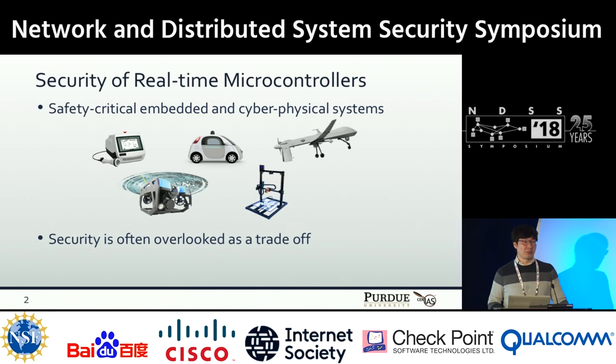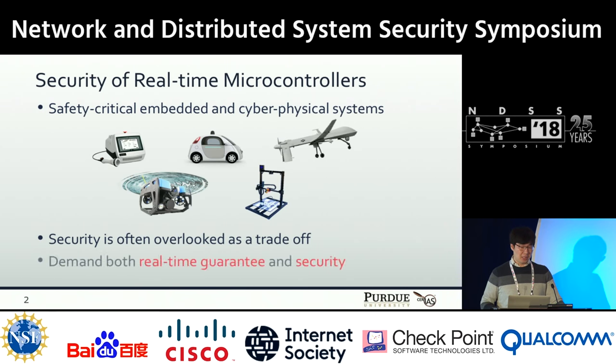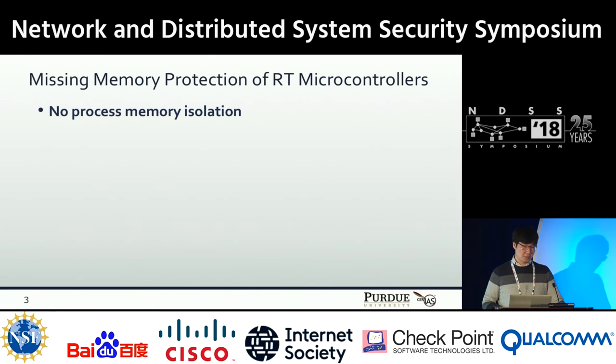However, security is often overlooked as a trade-off to guarantee some performance constraints, mainly because real-time guarantee for these systems is not just a performance metric, but also provides the basic functionality of these systems. Among many different security features, memory protection or memory isolation is a basic feature that most desktop or server systems deploy. However, in microcontroller-based systems, process memory isolation and kernel memory isolation is often not deployed.